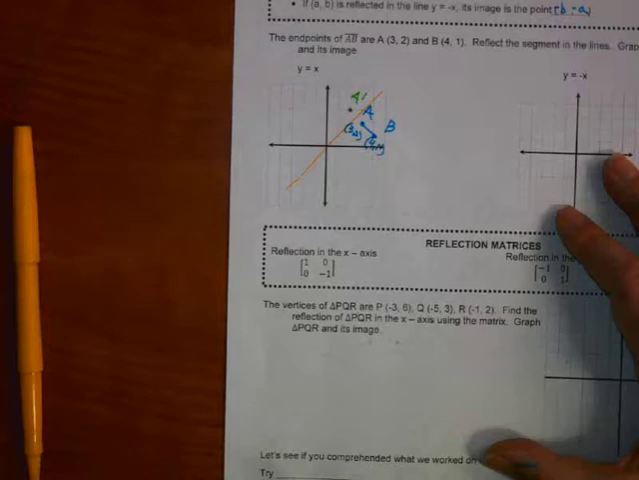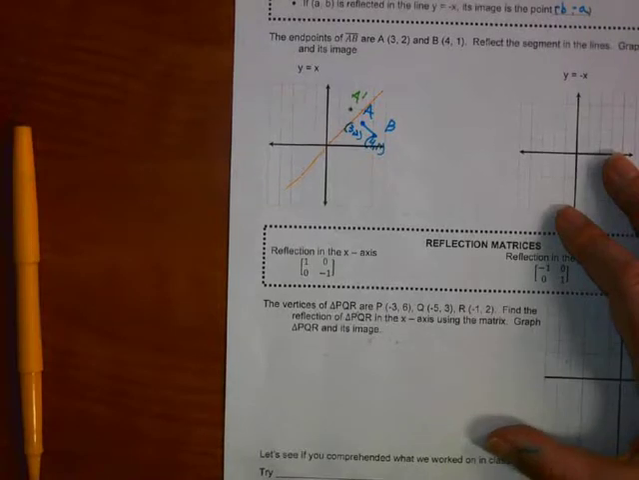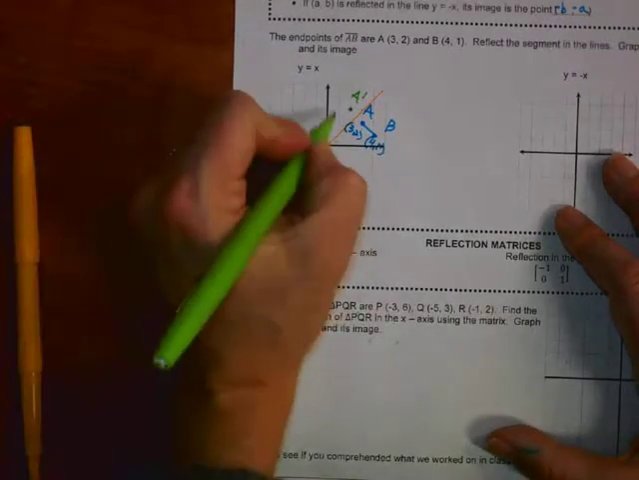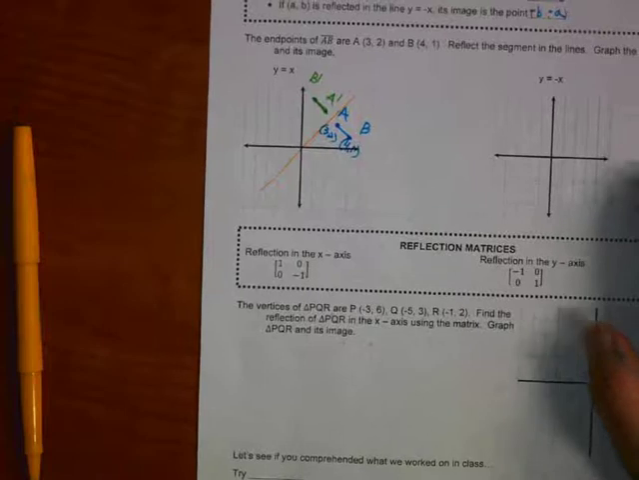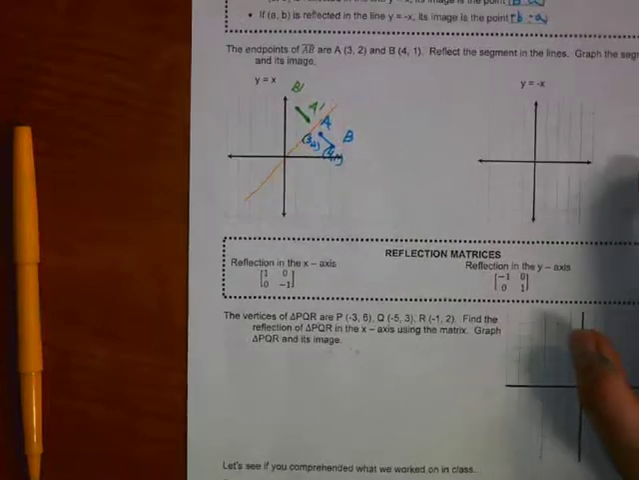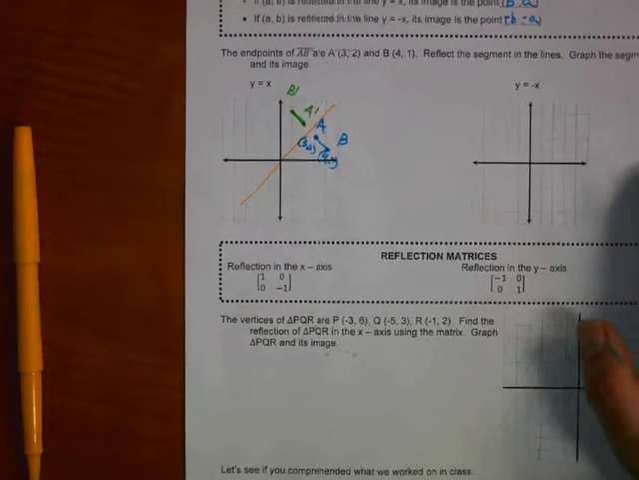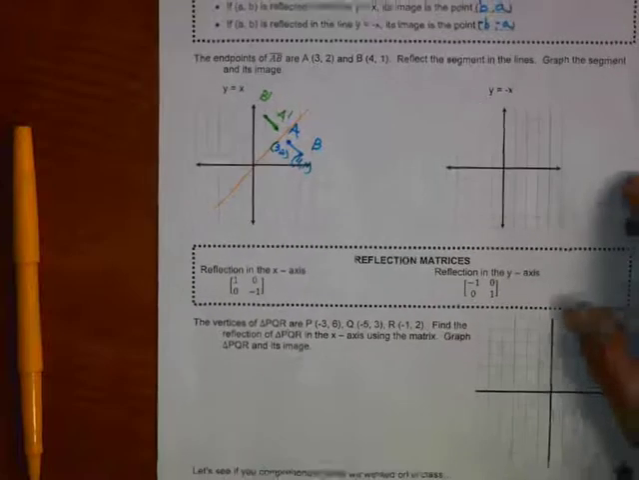The pre-image was 4, 1. The image will be what? 1, 4. There we go. Don't necessarily always have to draw that line of reflection, but sometimes it's good visual.